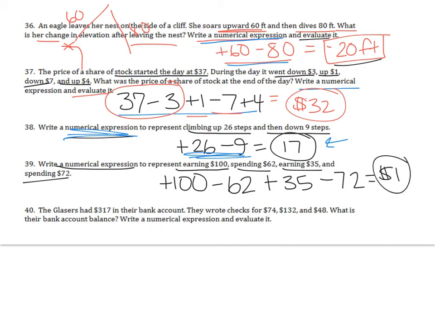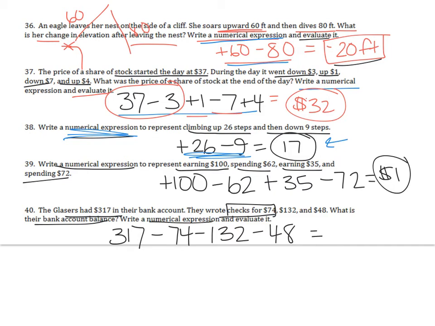And the last one, the Glazers had $317 in their bank account. They wrote checks. So when you write a check, you're actually losing money. So they wrote checks for $74, $132, and $48. What is their account balance? Write a numerical expression. So here's our numerical expression. And our account balance is going to be 317 minus 74 minus 132 minus 48. And you get $63.